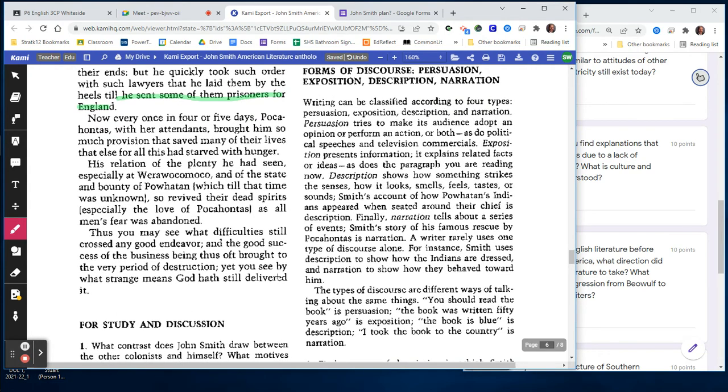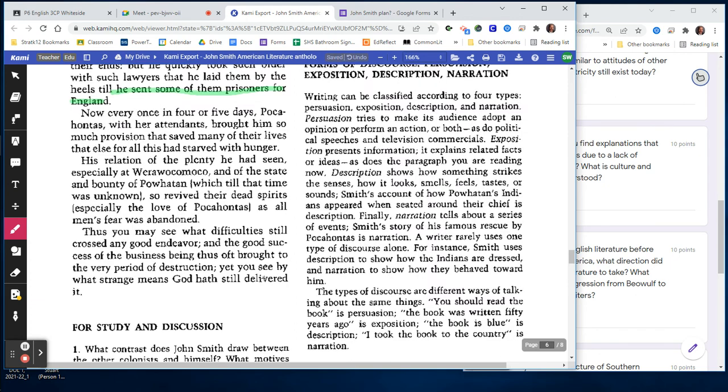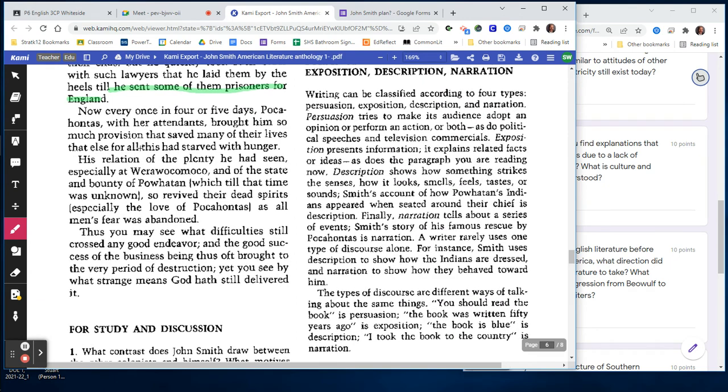Now, every once in 4 or 5 days, Pocahontas with her attendants brought him so much provision that saved many of their lives that else for all this had starved with hunger. His relation of the plenty he had seen, especially at Werowocomoco, and of the state and bounty of Powhatan, which till that time was unknown, so revived their dead spirits, especially the love of Pocahontas, as all men's fear was abandoned. So apparently he saves the day, fear is gone, they know that they're going to be able to eat.